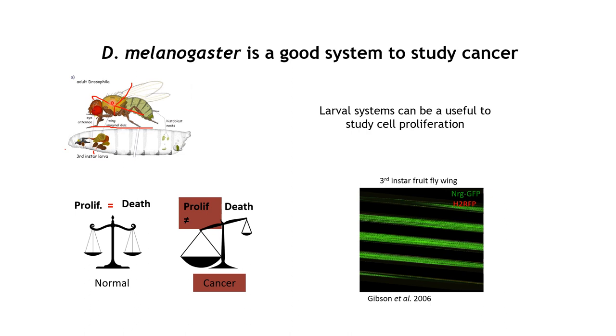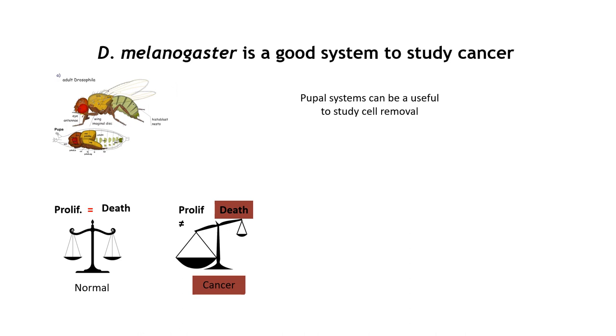Okay, so now I'm going to tell you a different story. As I told you, you have different stages in fruit flies, and I told you what happened in the larval stage. Now I'm going to tell you what happened in the pupal stage. So in the pupal stage, instead of having a lot of proliferation in the beginning, now you have to balance that proliferation and produce more death.